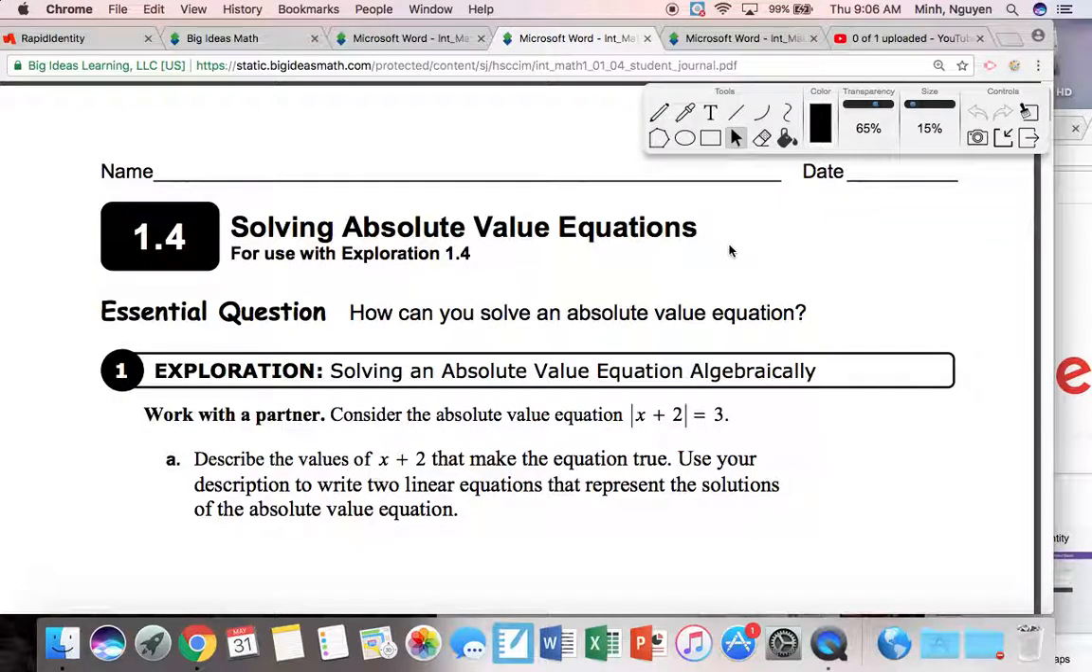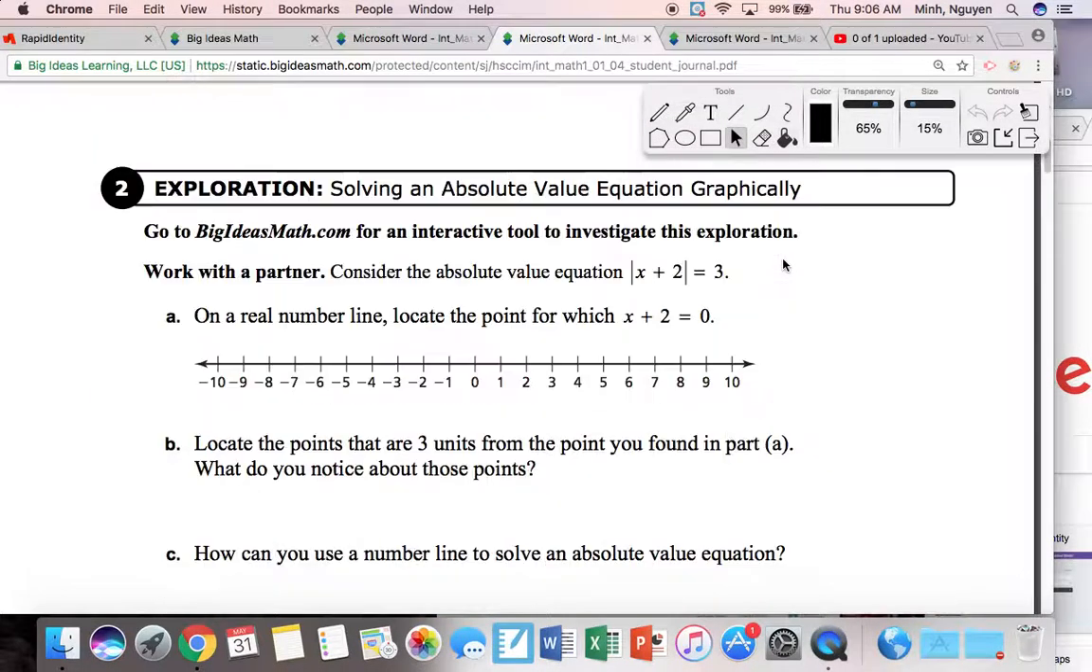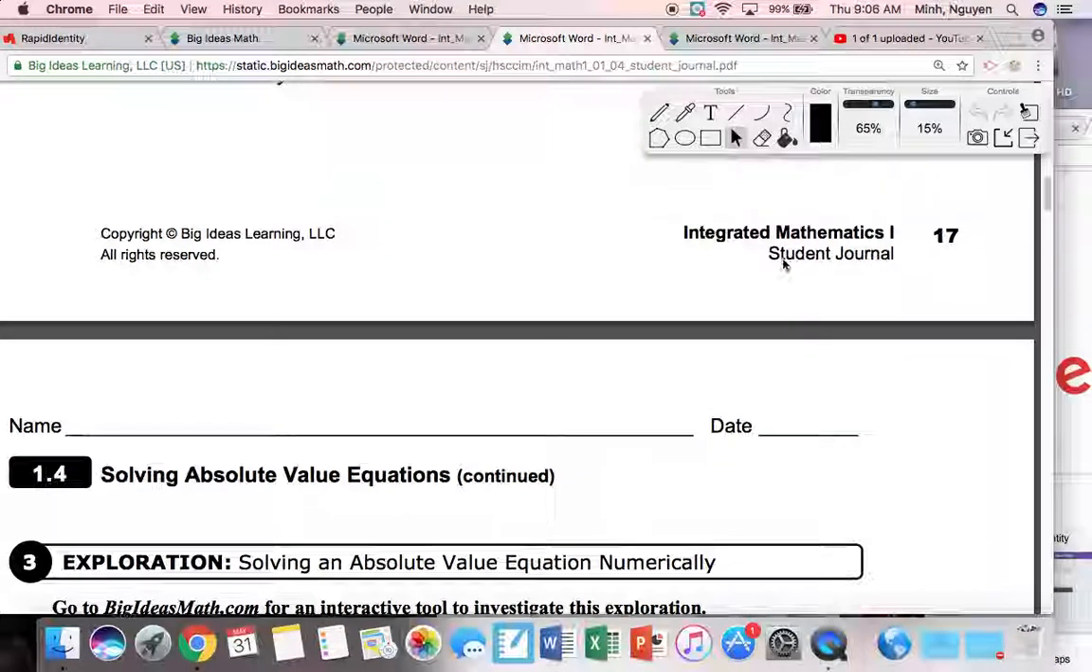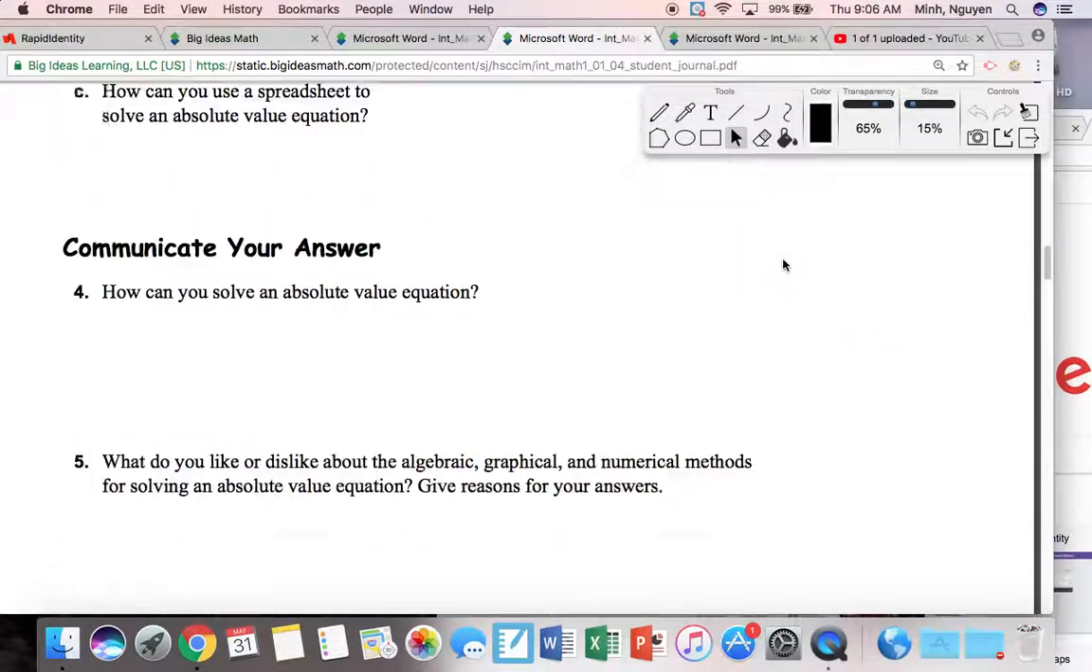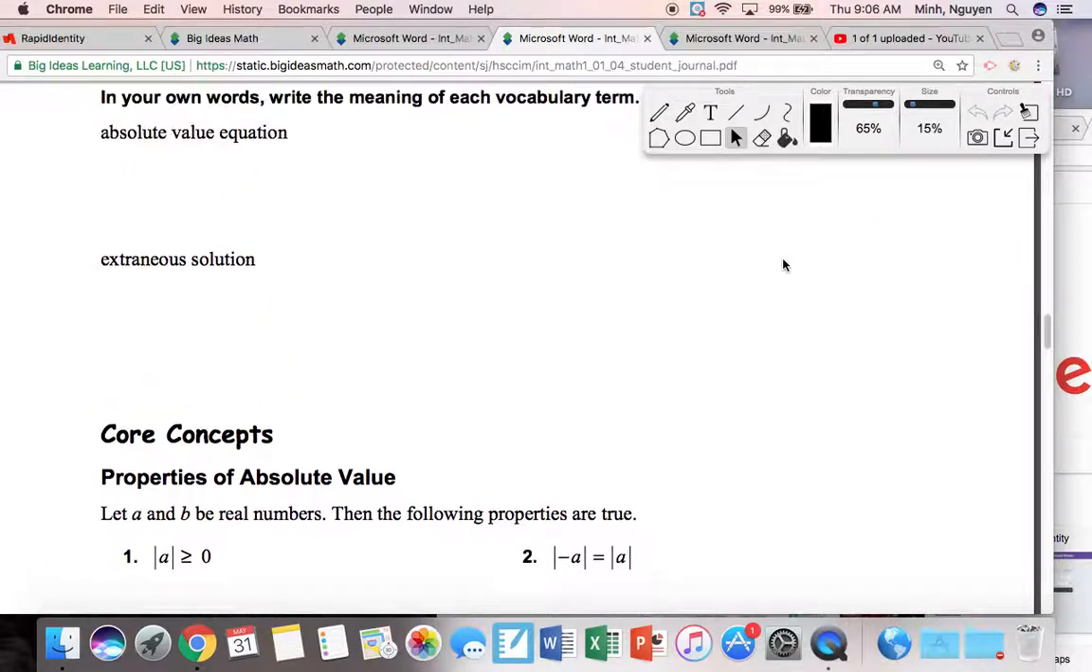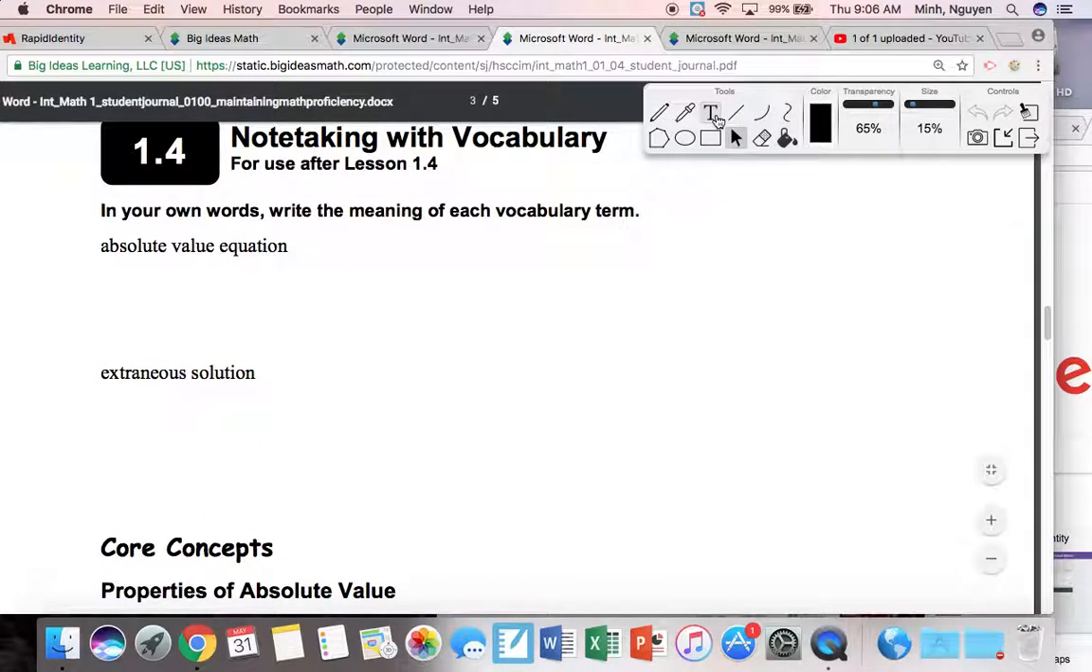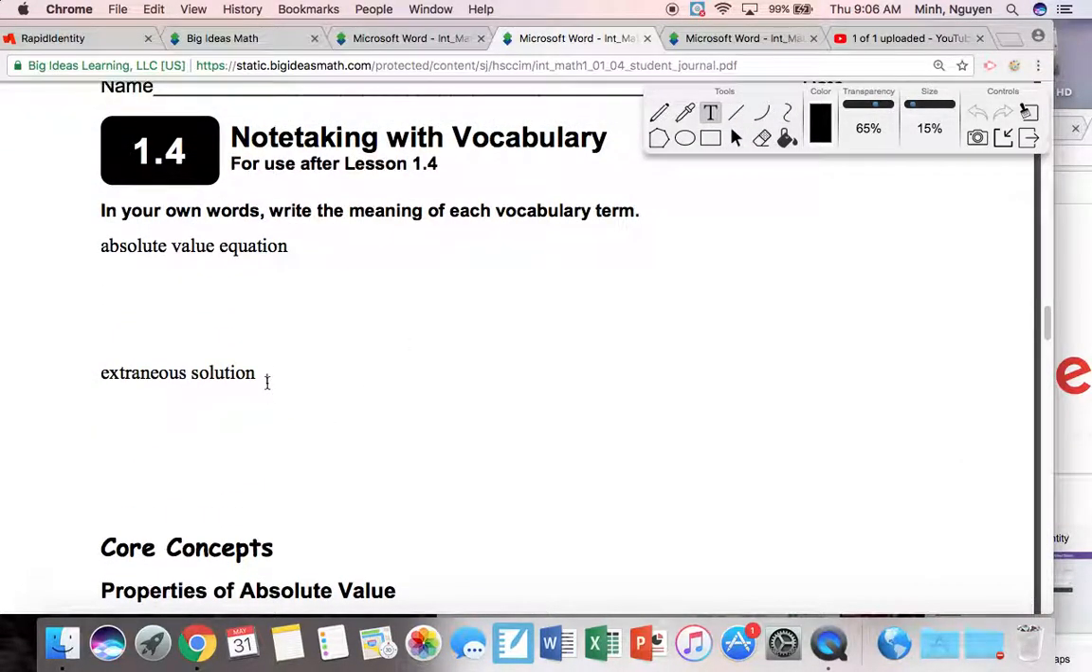Alright guys, working on section 1.4 of the student journal, solving absolute value equations. How can you solve an absolute value equation? So starting on page 17, we're just going to skip that stuff. Now we're going to go straight to the definition of an extraneous solution.